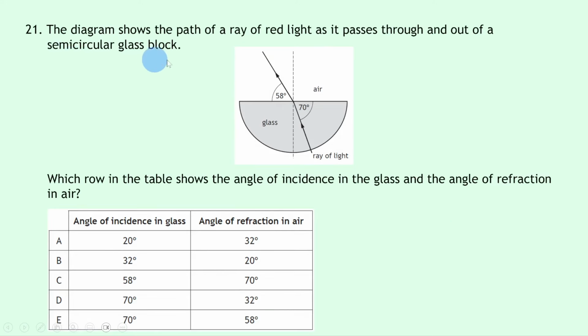Question 21 says the diagram shows the path of a ray of red light as it passes through and out of a semicircular glass block. So you can see the ray of light going from glass back to air there, and it says which row in the table shows the angle of incidence in the glass and the angle of refraction in air.